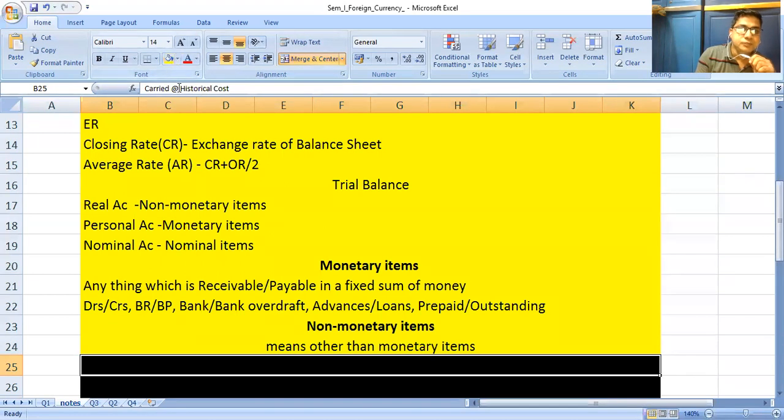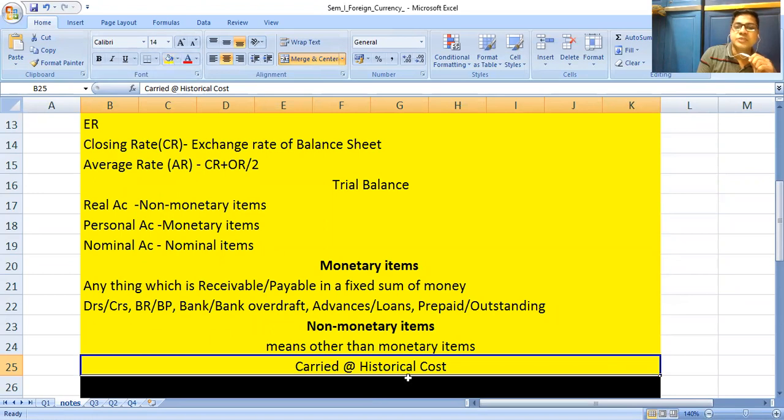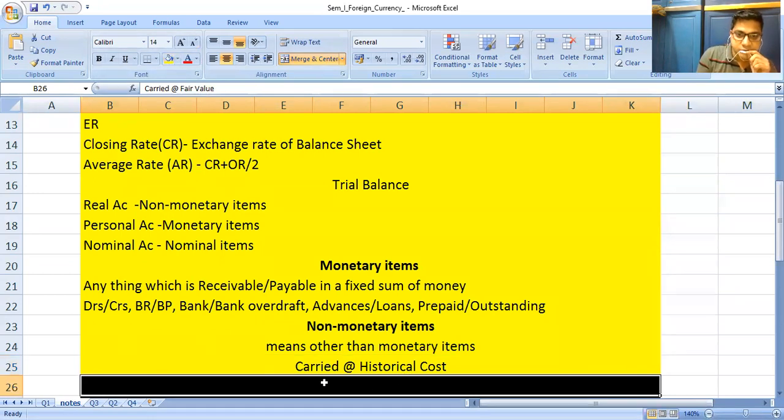Now, these non-monetary items we have to carry at historical cost. So what do you mean by historical cost?